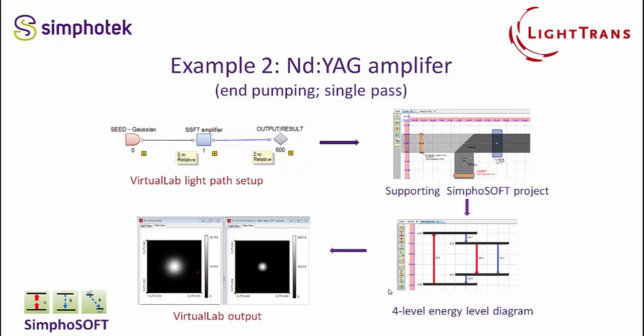So the right here shows the supporting SimphoSOFT project. There are two light sources, a seed beam and a pump beam, both going through the sample in end-fired fashion. The energy level diagram is a 4-level model for neodymium YAG. This is sort of the simplest model for neodymium YAG. And again, in SimphoSOFT you can make it a lot more complicated if you want. Then in the bottom left is showing some amplified output in VirtualLab. So now we'll go to the programs themselves.